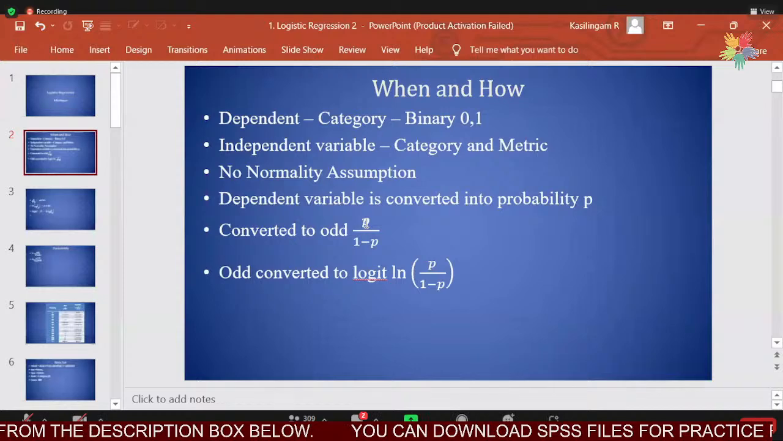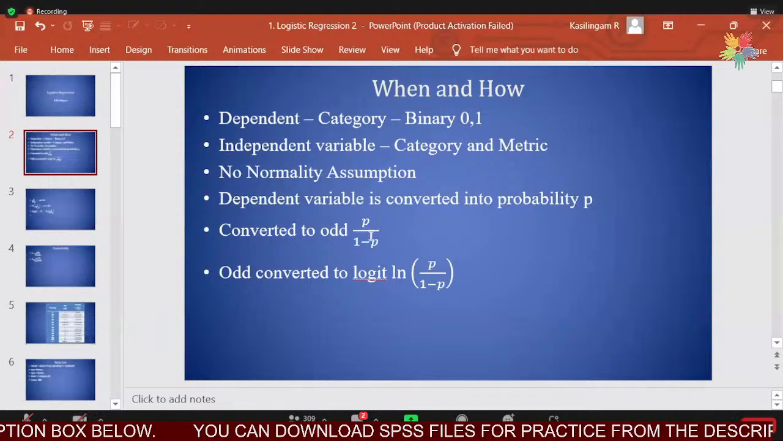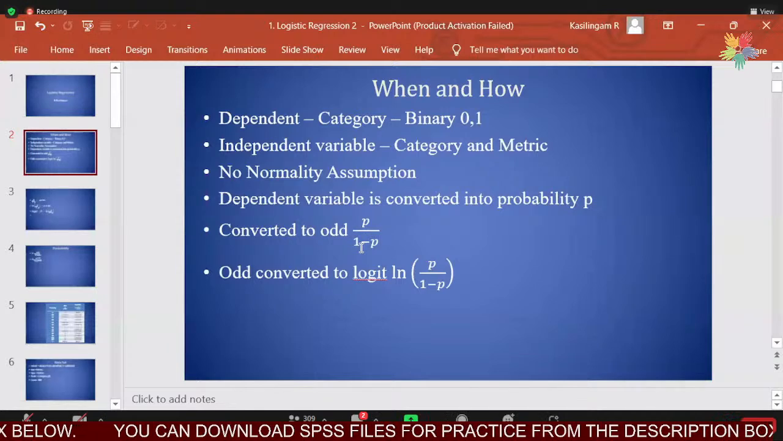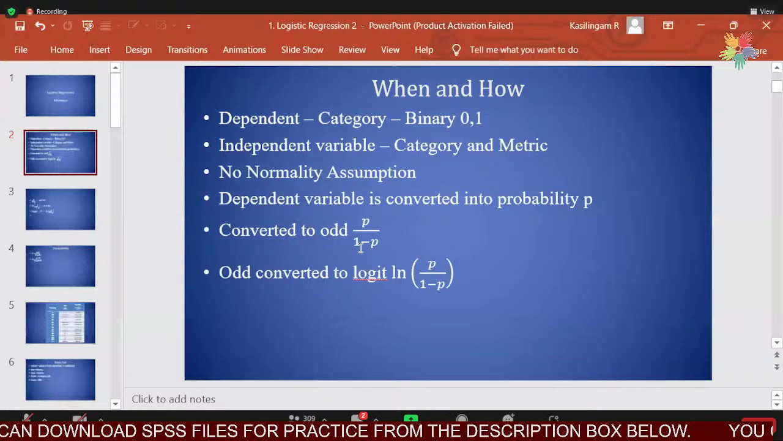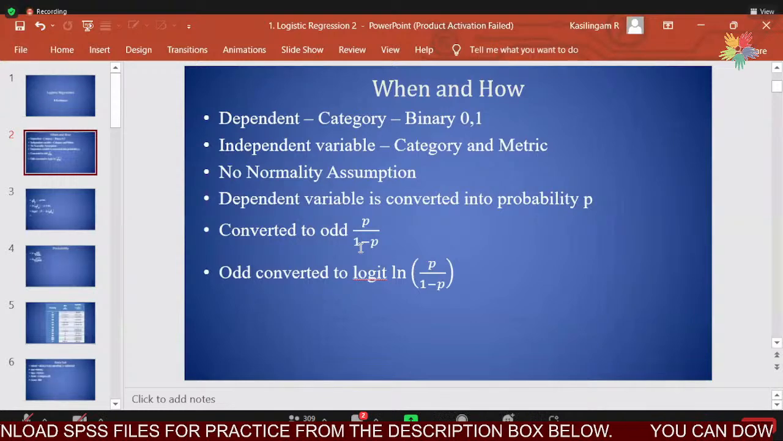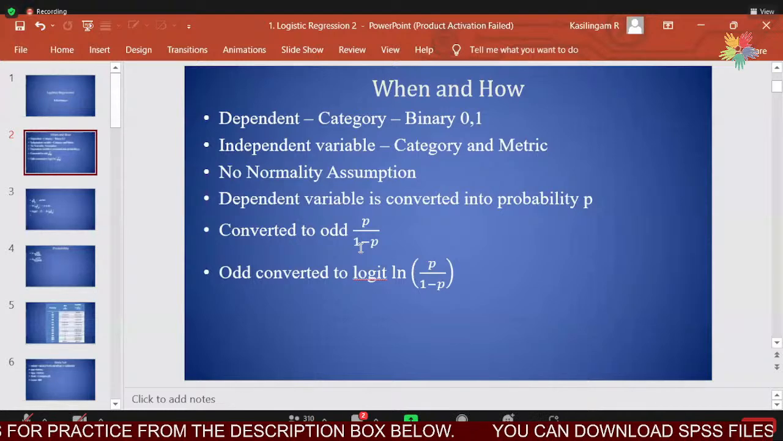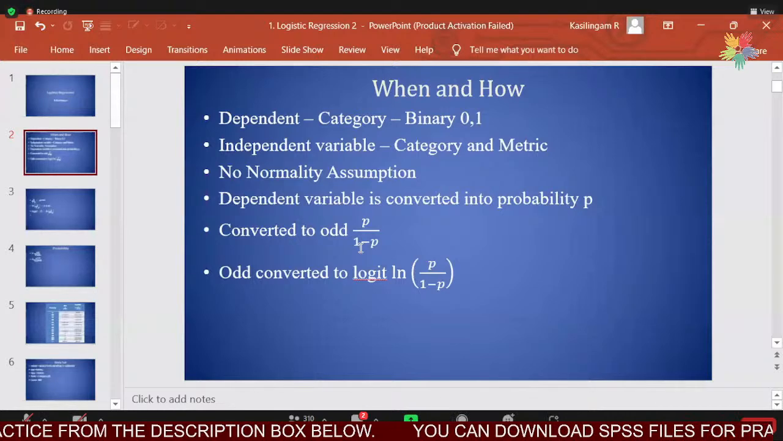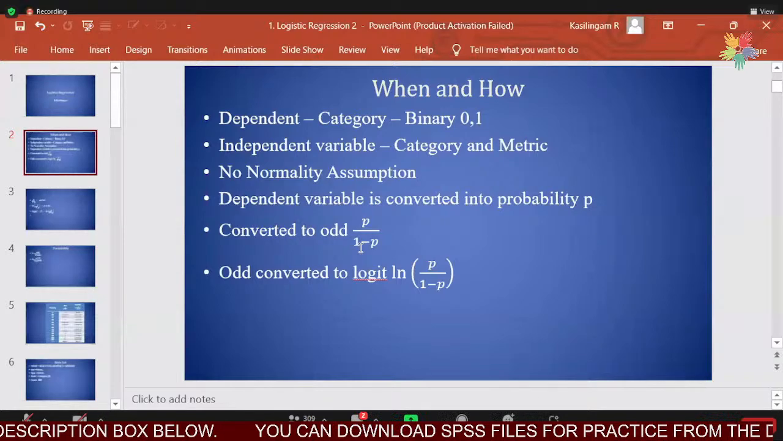Odds ratio. Okay, odds means the probability of getting cancer, p, divided by 1 minus p, right? What does 1 minus p mean? The probability of not getting the cancer, right? P is the probability of getting, 1 minus p is of not getting. Like the probability of possessing a house divided by the probability of not possessing a house, right?